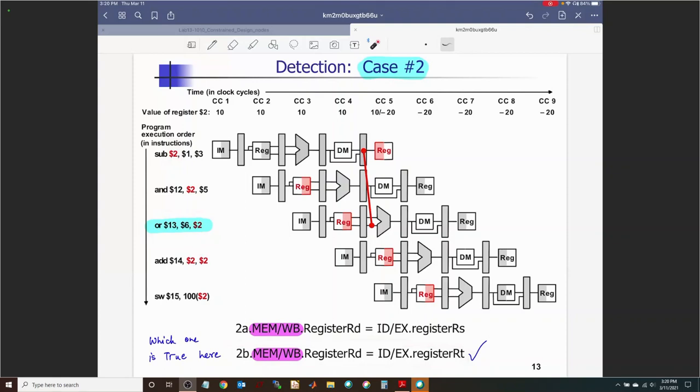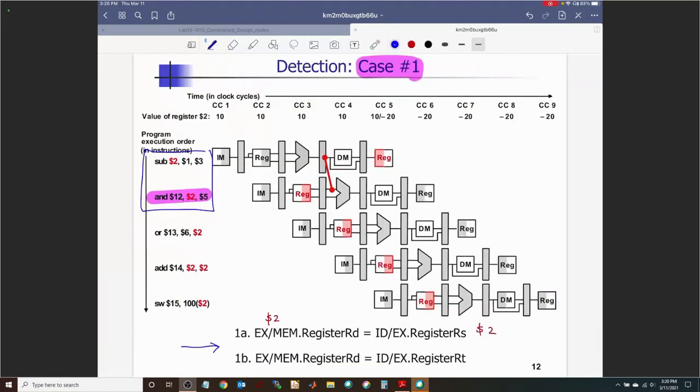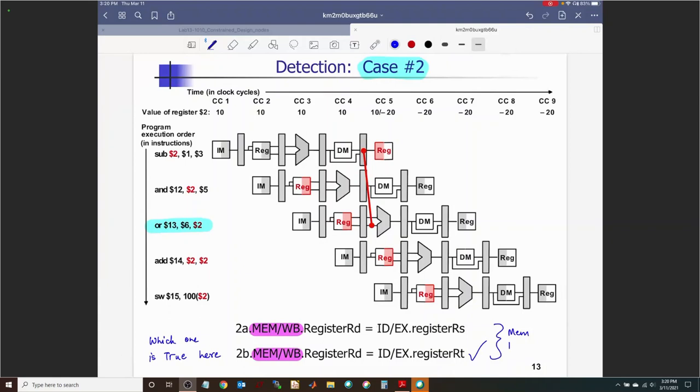So this is called a MEM hazard. The previous one is called the execute hazard. So the presence of this is called EX hazard, execute hazard. And the next one is called the MEM hazard. They are both categories of data hazard. All right, questions about this?